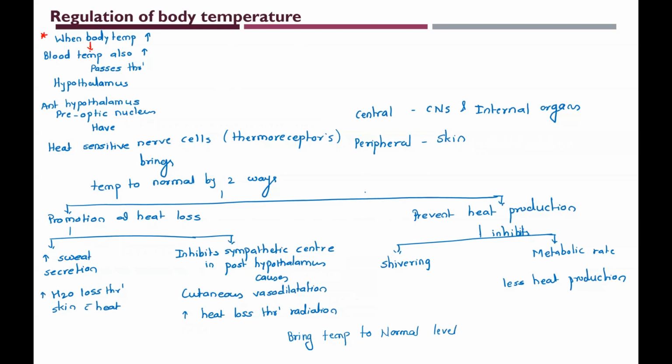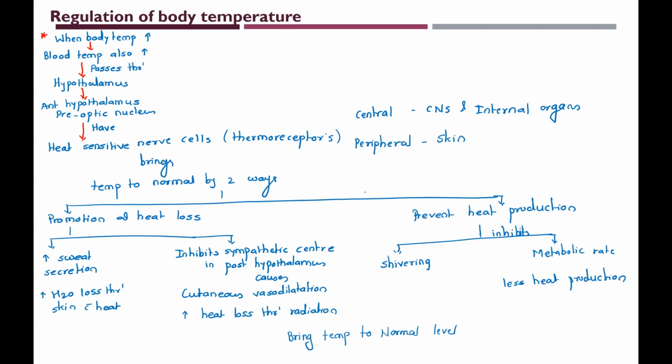And when blood enters the hypothalamus, it goes to the anterior hypothalamus, at the pre-optic nuclei. There are two main groups of nuclei in the hypothalamus, anterior and posterior. So when the body temperature increases, obviously the temperature of the blood also increases. When this blood goes to the anterior hypothalamus, typically to the pre-optic nucleus, there will be stimulation of this anterior nucleus.